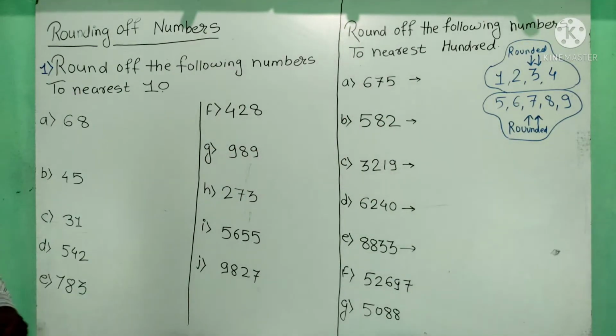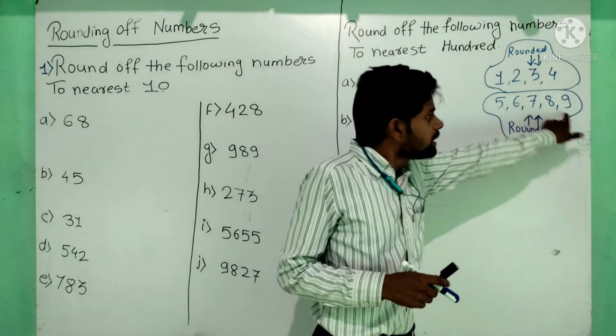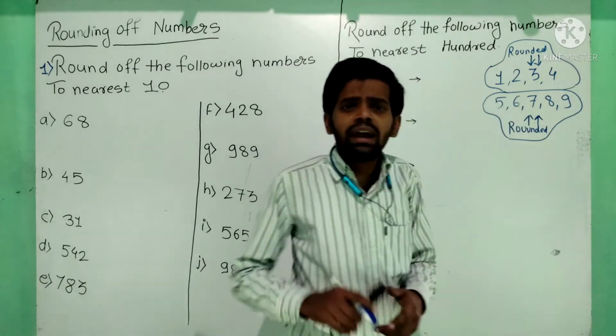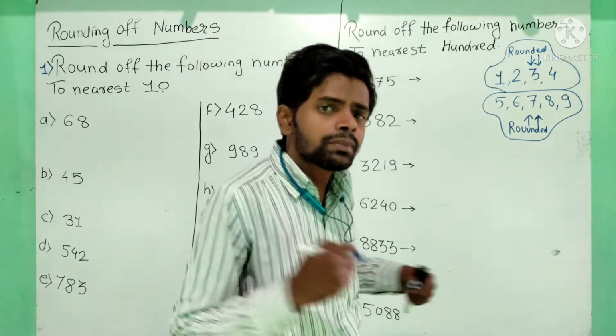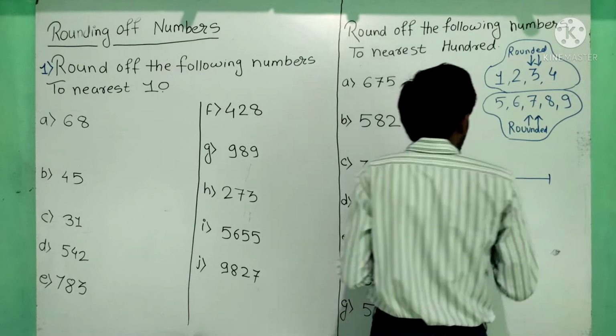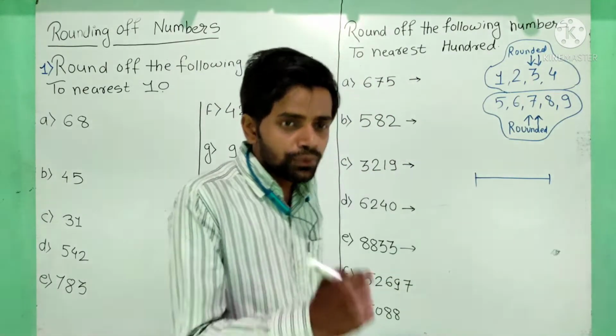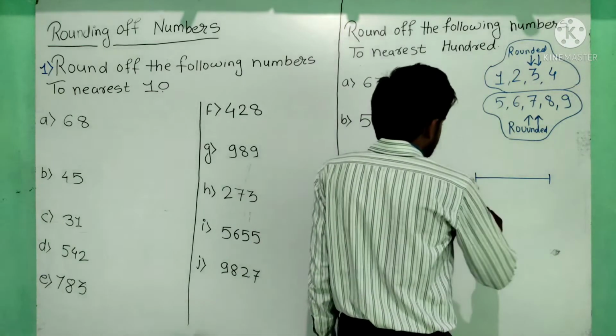So listen carefully. Now someone will ask, sir, why do these digits round up? क्यों round up करेंगे? Look here, if you are using a number line for solving the question, what will happen?